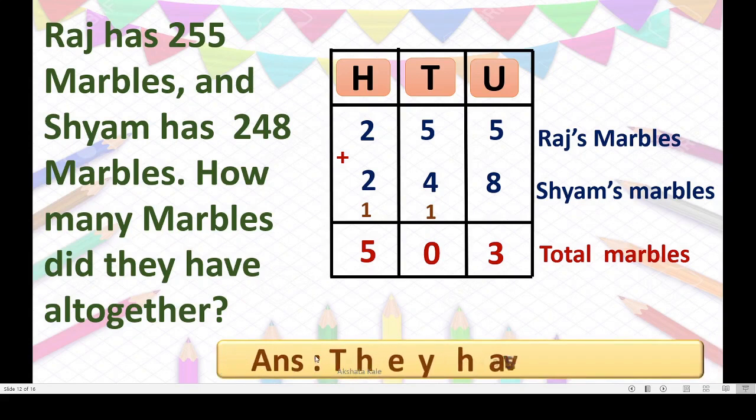Answer: they have 503 marbles. Got this? They means here Raj and Sham. Both together have 503 marbles. Got this, children?